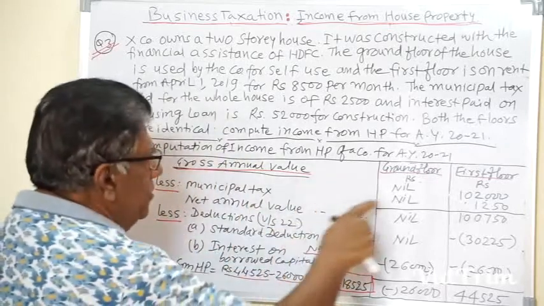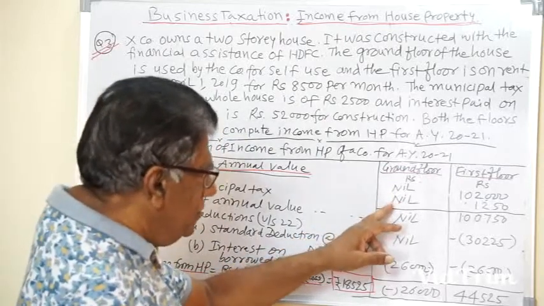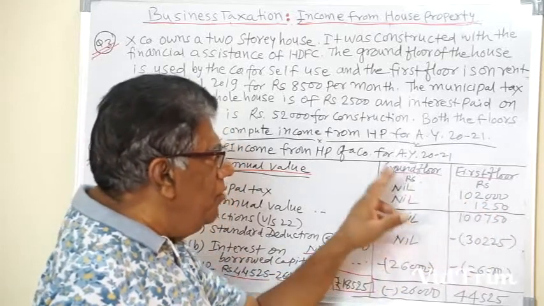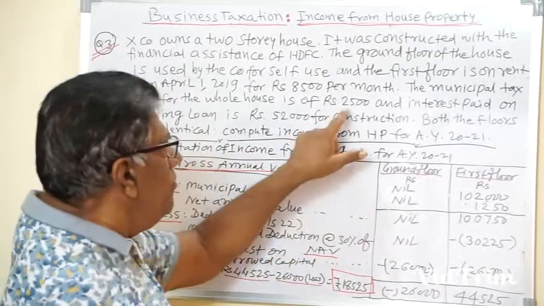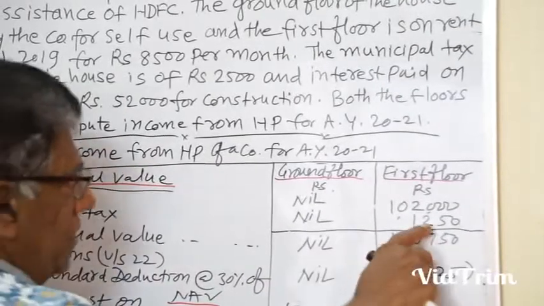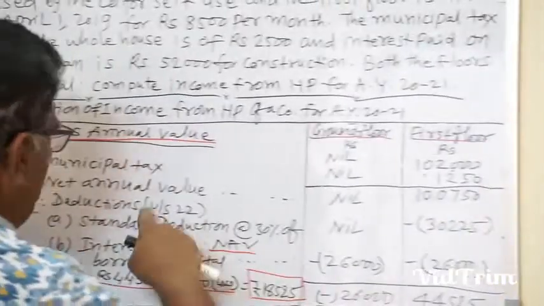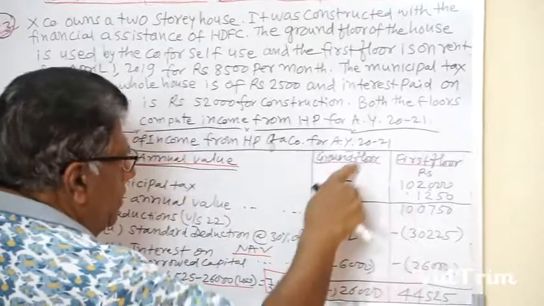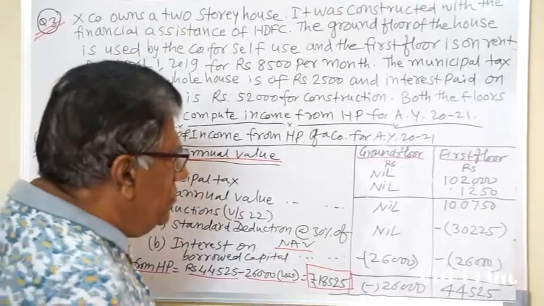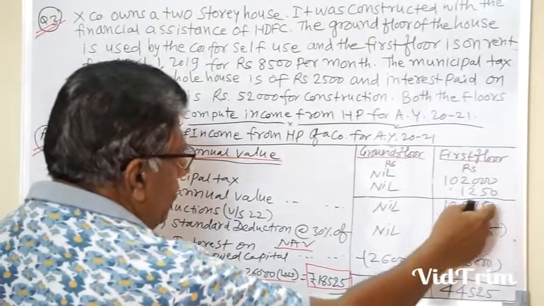Then from this you have to deduct municipal taxes. For self-occupied property, as the gross value is nil, tax is not considered. So half of the municipal taxes are taken here, because both the floors combined have paid 2,500 towards municipal taxes, and half of the taxes is calculated as 1,250 to be deducted. We will get the net annual value. Here net annual value in case of self-occupied property is nil, no doubt, because the gross value itself is nil, and the amount here comes to 1,00,750.